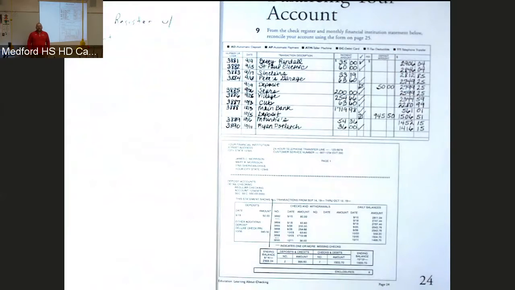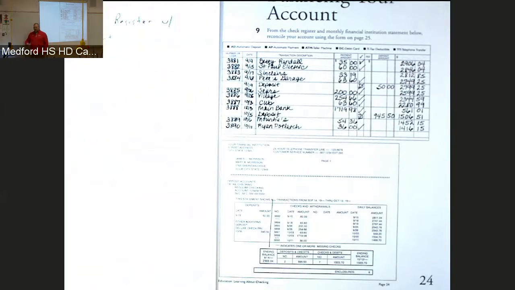Now, if we take a look at the checkbook register, we notice that there are two withdrawals, two checks, that don't have a check mark. Those are our outstanding withdrawals. Those two amounts are not included in the bank statement's ending balance.